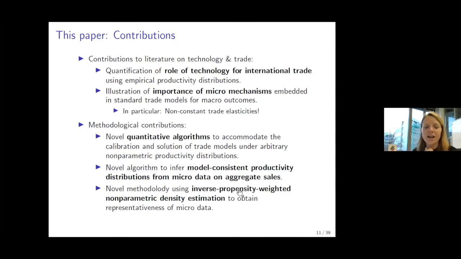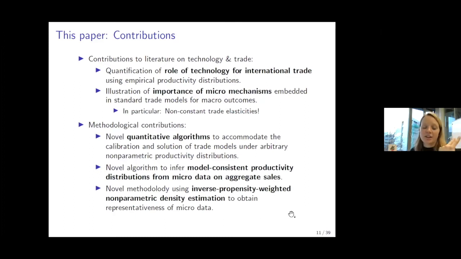Apart from that, I think we also have some methodological contributions. So first of all, we employ novel quantitative algorithms that actually allow us to accommodate our workhorse trade model with arbitrary non-parametric productivity distributions, which is substantially harder compared to simply using a very convenient parametric version of these distributions. Secondly, this novel algorithm to actually infer model consistent productivity distributions from microdata on aggregate sales.